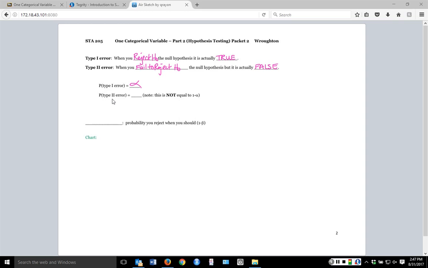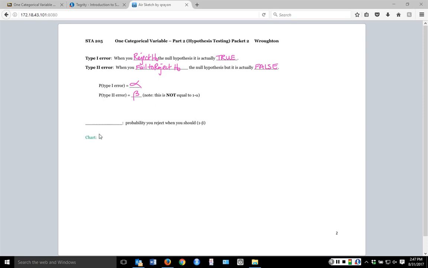Now the probability of a type 2 error is actually a new symbol for us. We haven't seen it before. This is your Greek letter beta. But the important thing I want to note here is what it says in parentheses, that this is not 1 minus alpha. These do not have to add up to 1. There is not a 100% chance of committing an error. So this is a separate number. And we'll talk about how it is somewhat related to alpha shortly.